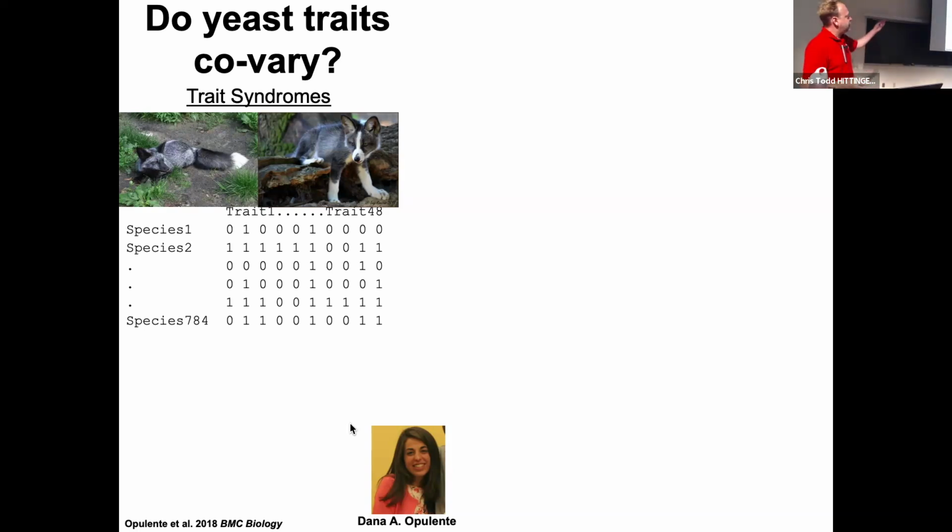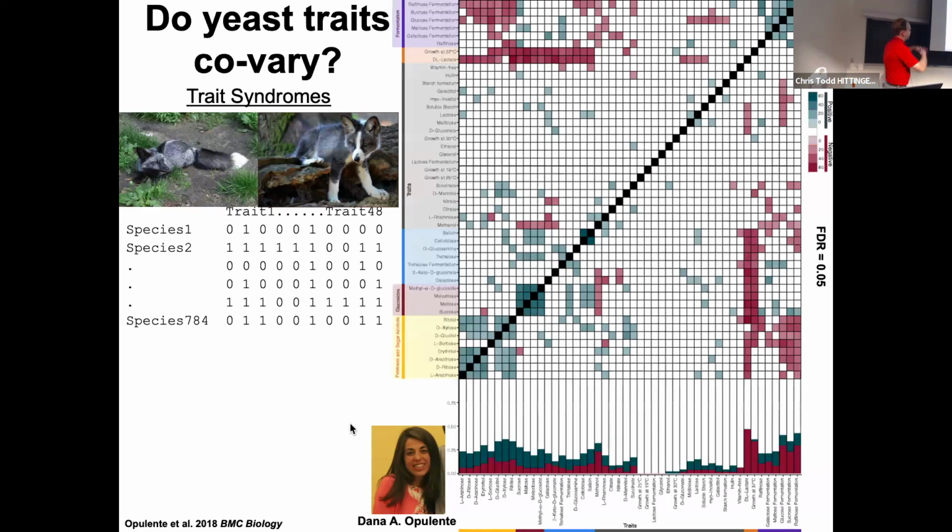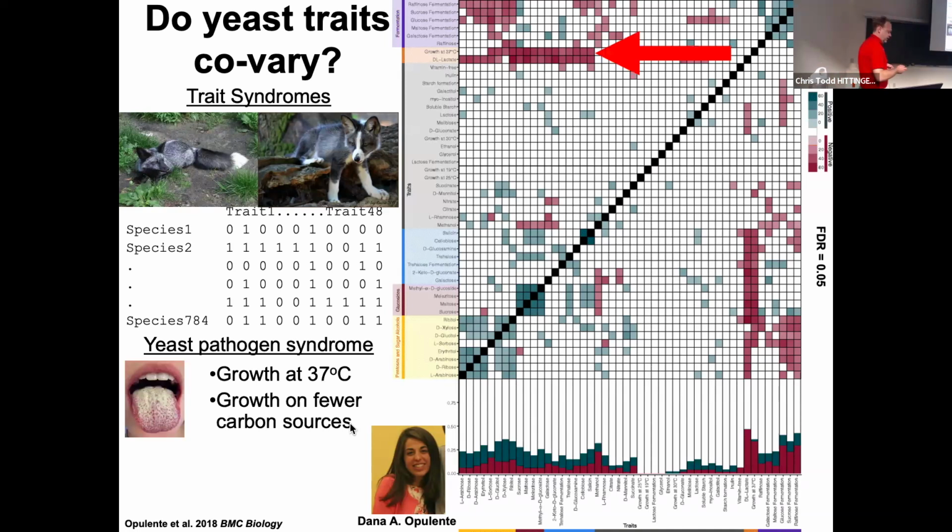Now we can use this trait matrix to look for positive and negative correlations. We just did a bunch of permutation tests. This is a really busy figure because it's got all 48 traits. You see there are some positive correlations in blue, some negative correlations in red. Don't dwell too much on any of the traits. I'm just going to give you a couple of punchlines here.